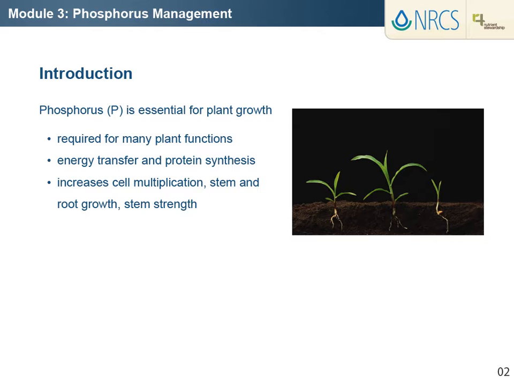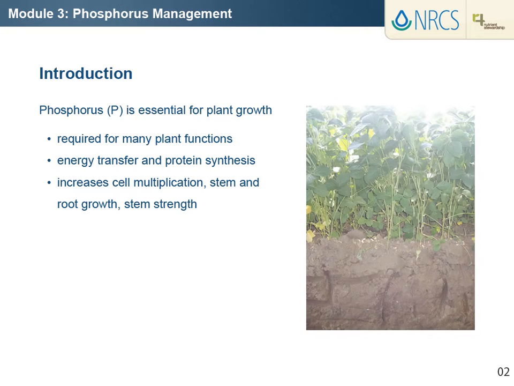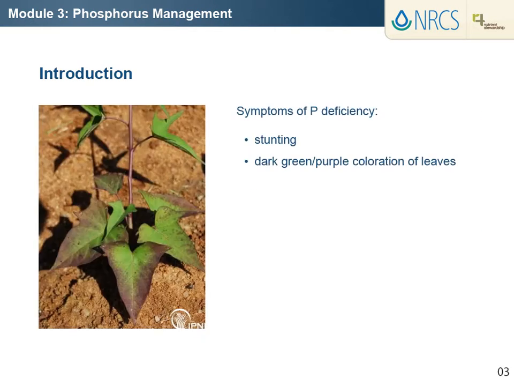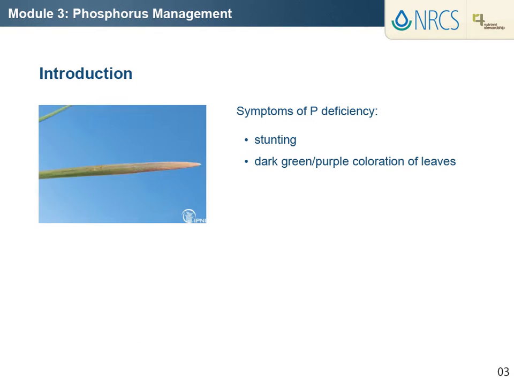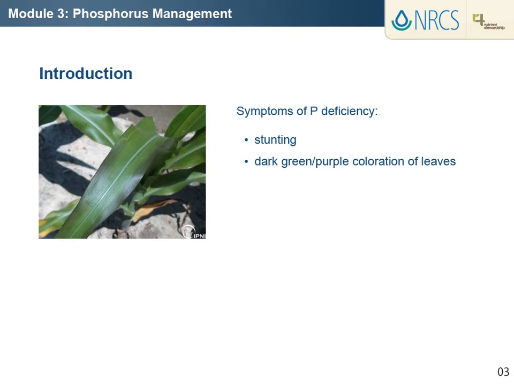It is involved in many functions of the plant, such as energy transfer and protein synthesis, cell multiplication, and stem and root growth. This nutrient also increases the stem strength and biological nitrogen fixation in legumes. When a plant is phosphorus deficient, it normally shows symptoms like stunting and dark green or purple coloration of leaves. In general, unless the phosphorus deficiency is severe, symptoms are not as easy to detect as other nutrient deficiencies.